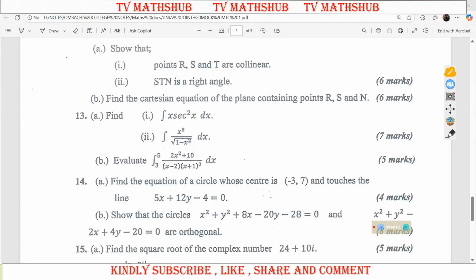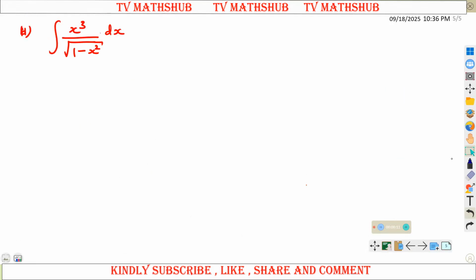Now let us look at part 2. Part 2 says integrate x cubed divided by the square root of 1 minus x squared dx. To look at the solution for this, one thing that is clear is that what we have in the denominator will tell us exactly what to do. We need to recall a few things.